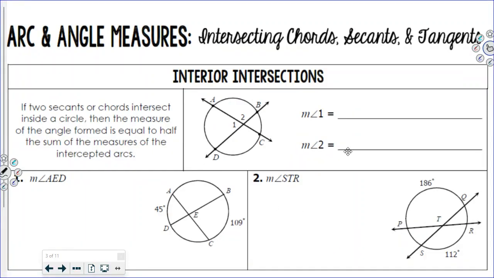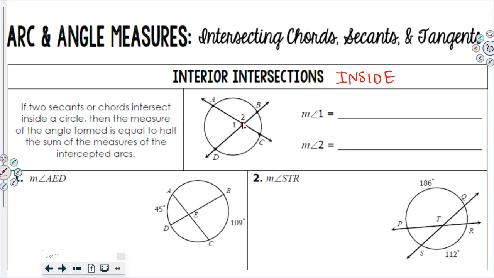So as we have looked at the information we've done the last couple days, one of the biggest questions you can ask yourself is, where is the vertex of the angle that we are trying to find? As you look at this first slide, right here is the vertex of the angle. That means that your vertex is on the inside of the circle.